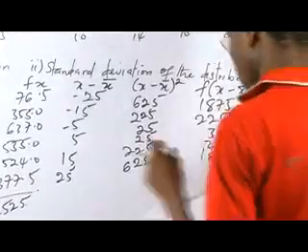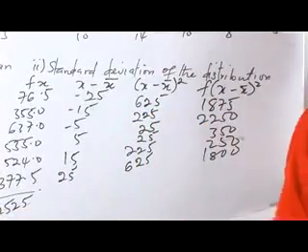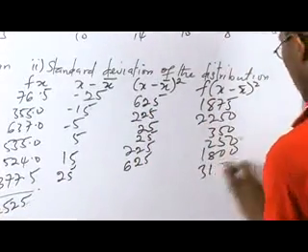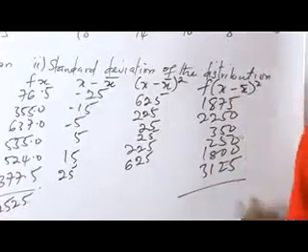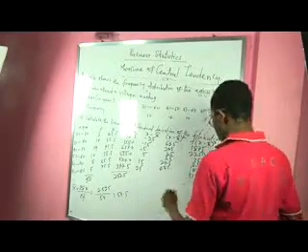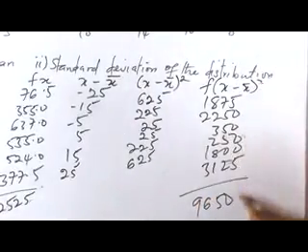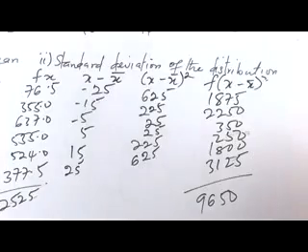And then finally, 5 times 625, we'll get 3,125. And if you add this up with your calculator, we are expected to have 9650. This is what we are expected to have at the end of the day. I guess that is what we all get.